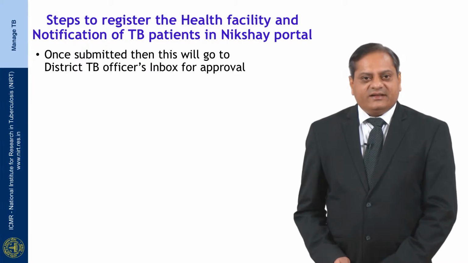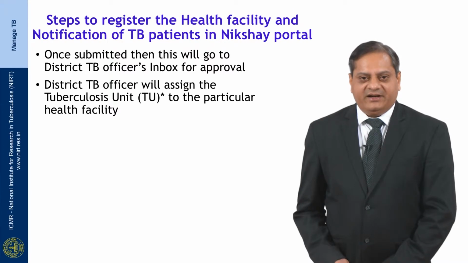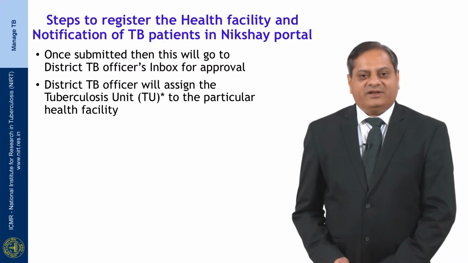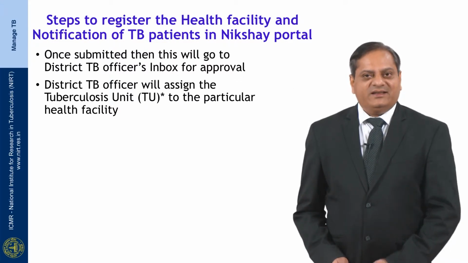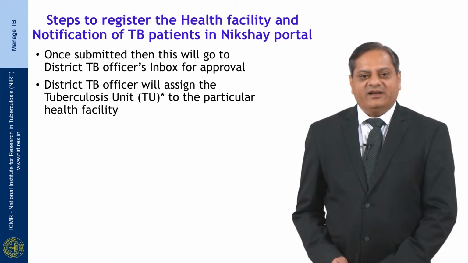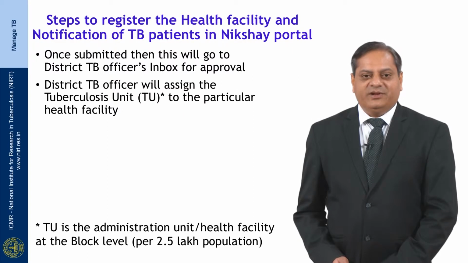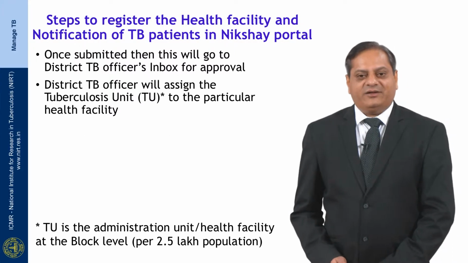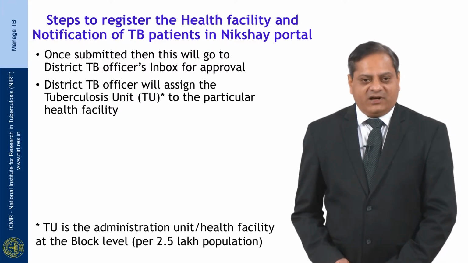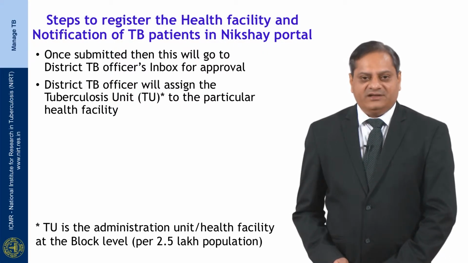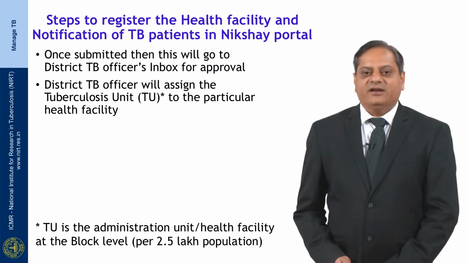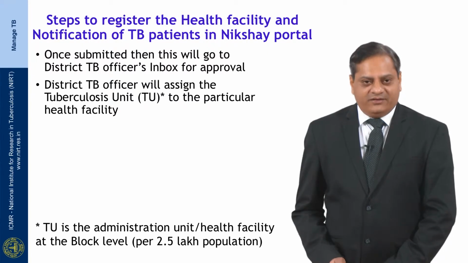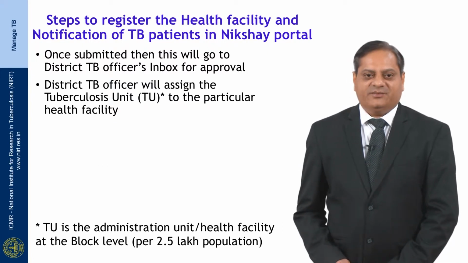So, after registration there is one formality. Once it is submitted, it will go to the district TB officer's inbox for approval. The district TB officer will assign the tuberculosis unit. This is one small step added to facilitate time to time support from the district TB officer through the tuberculosis unit. The tuberculosis unit is an administration unit or a health facility, usually at the block level, on an average at 2 to 3 lakh population in the country. So, the district TB officer will ensure which tuberculosis unit will be assisting the health facility for the notification purpose and the follow up actions subsequently.